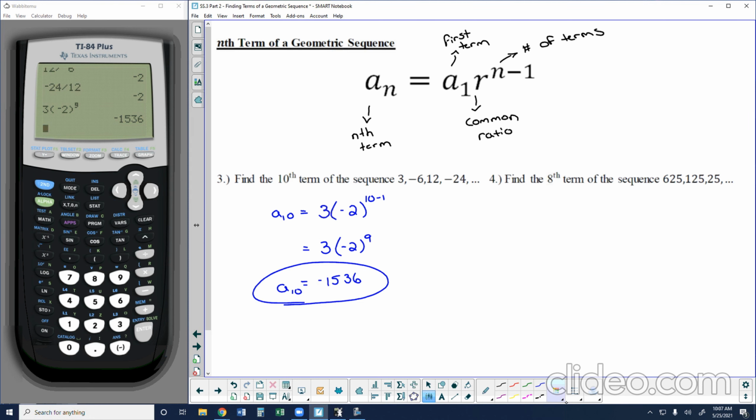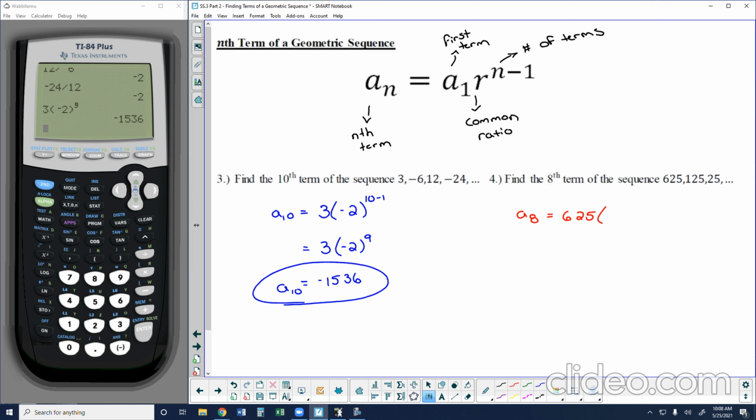If you take a look at example number 4, it is very similar. So go ahead and pause the video and see if you can find the answer for problem number 4. Hopefully you got the chance to find an answer here. In this case, we're finding the 8th term. Again, you could find all of the terms up to 8, but in order to save us some time for longer sequences, we're going to go ahead and use the formula.